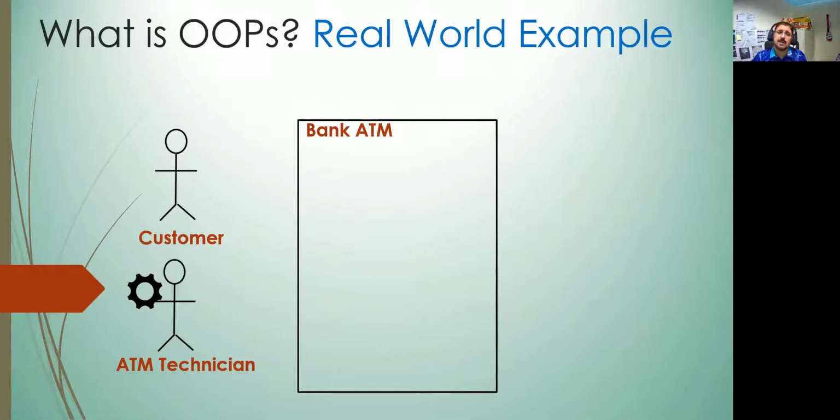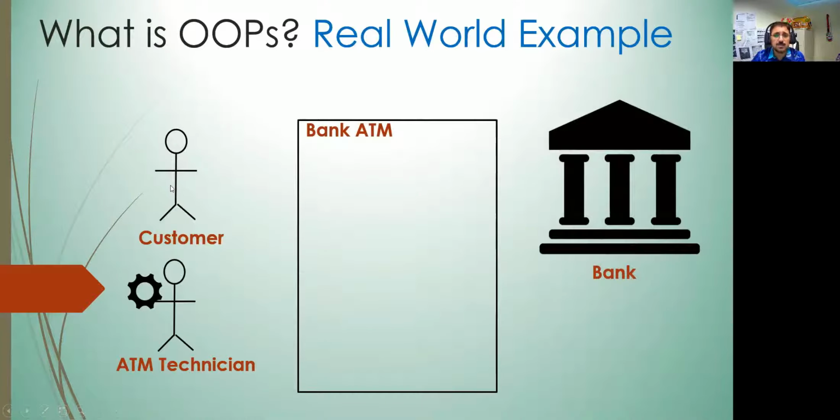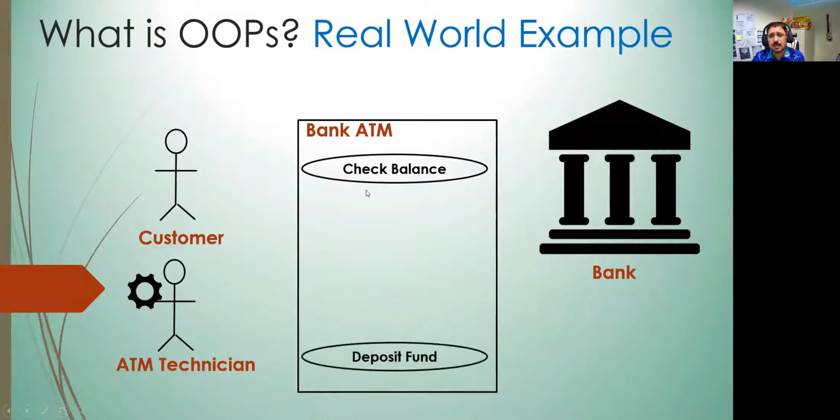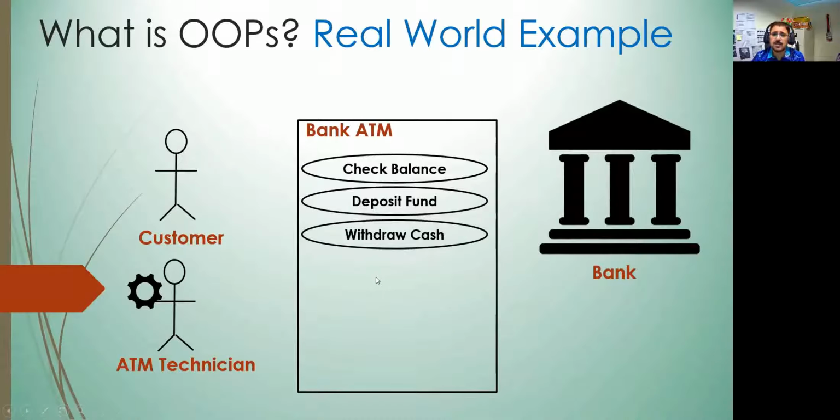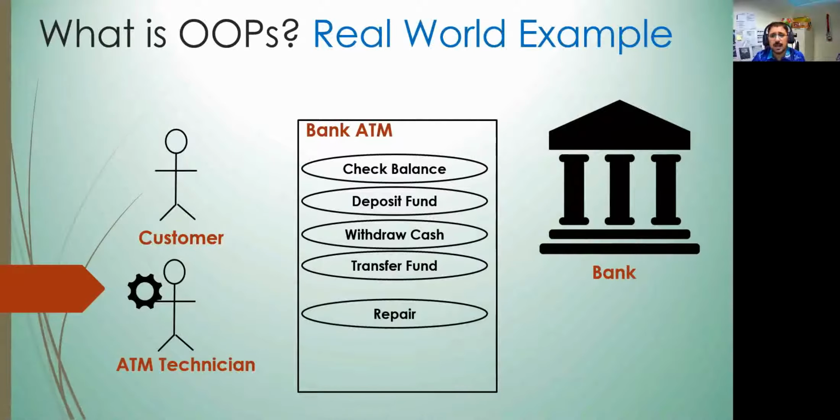some objectives. For example, in the banking system we have an ATM machine, and there are customers also, a bank also, and there will be a technician also, who is related to the ATM machine. So if you look at it, the ATM machine has functionality also, like check balance, deposit fund, withdraw cash, and transfer fund. And sometimes it may get a problem, so the technician will have a functionality to repair the ATM machine, and maybe the maintenance thing.